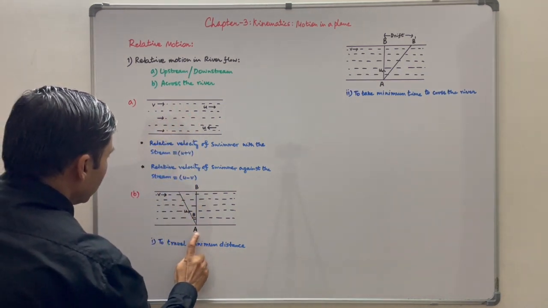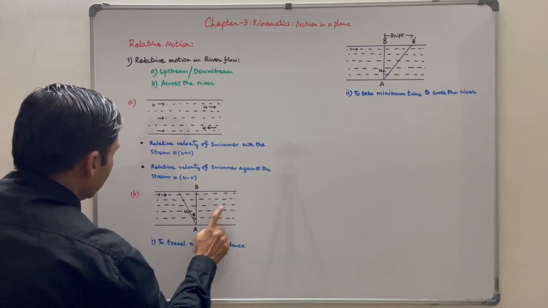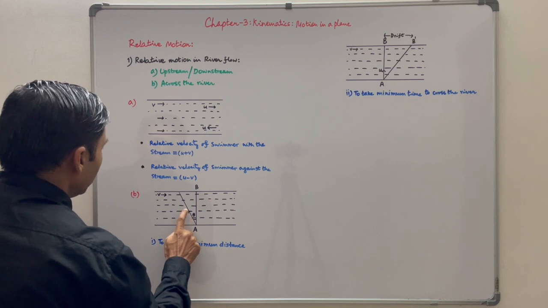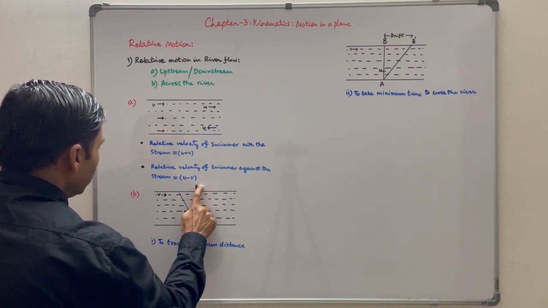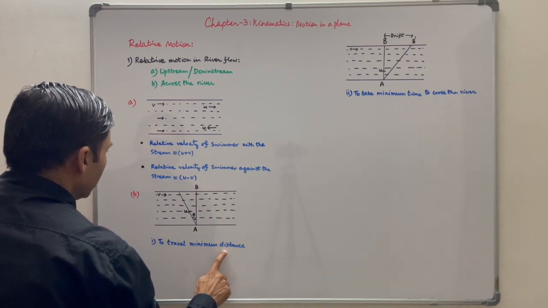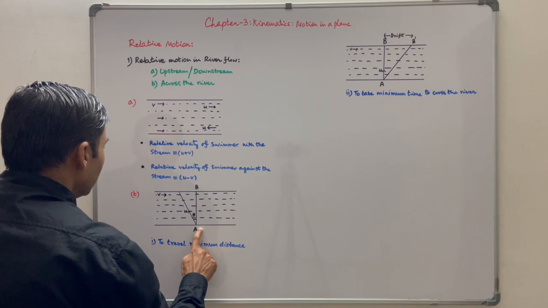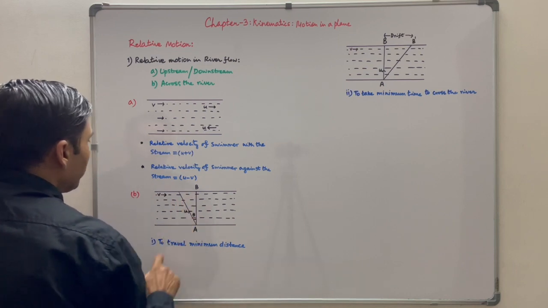Suppose swimmer is standing at point A. River is flowing with velocity v. Swimmer can swim with velocity u. Swimmer wants to end up at point B. That means he or she wants to travel minimum distance. Then swimmer should start swimming at an angle theta with line AB.